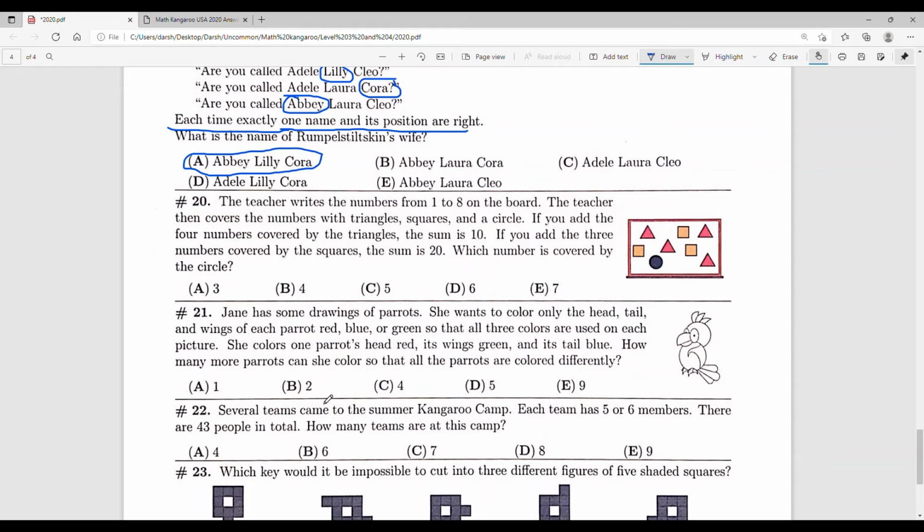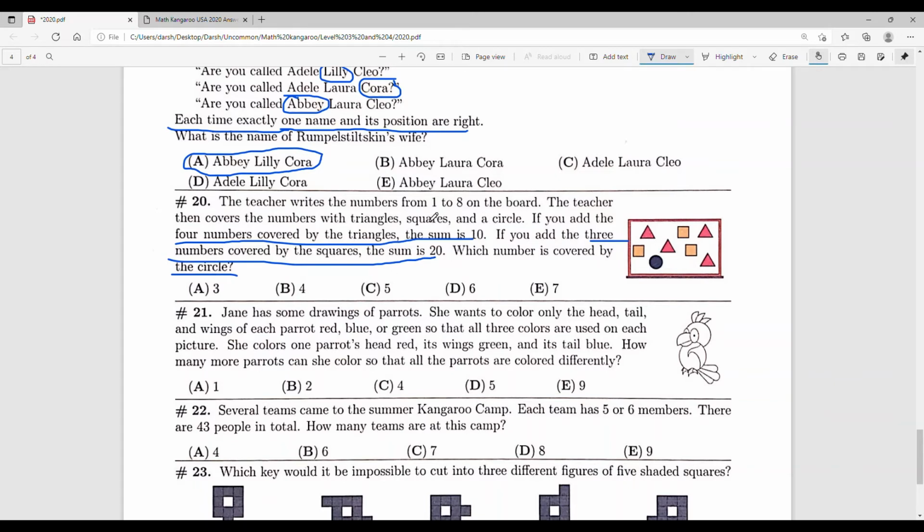Number 20. The teacher writes the numbers from 1 to 8 on the board. The teacher then covers the numbers with triangles, squares, and a circle. If you have the 4 numbers covered with the triangle, the sum is 10. If you have the 3 numbers covered by the squares, the sum is 20. What is the number covered by the circle?